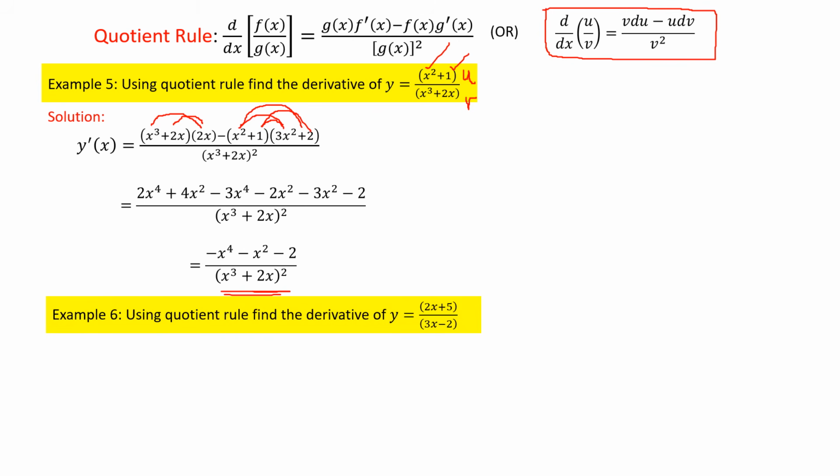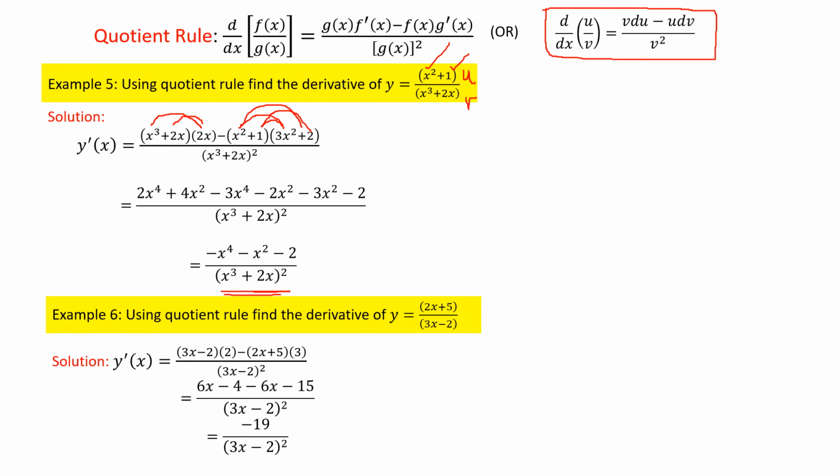The second sum also same idea. v du minus u dv divided by v power 2. So the answer is minus 19 upon 3x minus 2 the whole square.